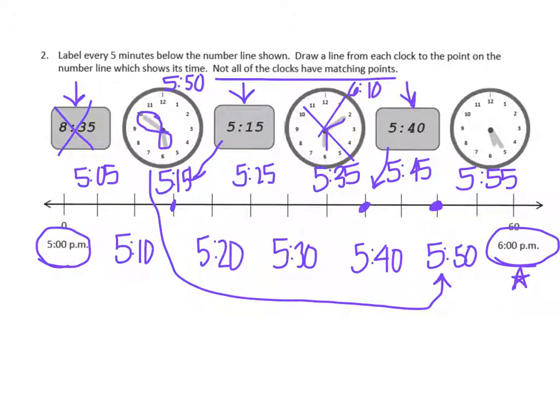Next, take a look at the last analog clock. Figure out the time and then draw a line to match it on the number line below. So again, I see that the hour hand is in between the 5 and the 6. It's not quite 6 yet, so that means it is 5. And the minute hand is pointing to the 5 on the clock, which means 25. So 5:25 would be here.